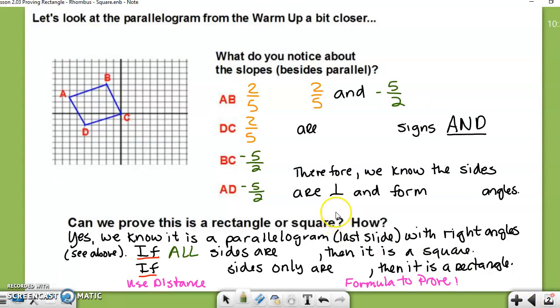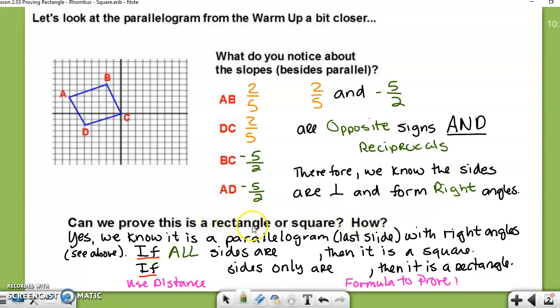Okay, so now let's take a look at the warm-up a little bit closer. When I look at these slopes, I notice that 2/5 and -5/2 are opposite signs and they are reciprocals, which means they are flipped. Therefore, we know the sides are perpendicular and form right angles. So now I've got a parallelogram with some right angles in it.